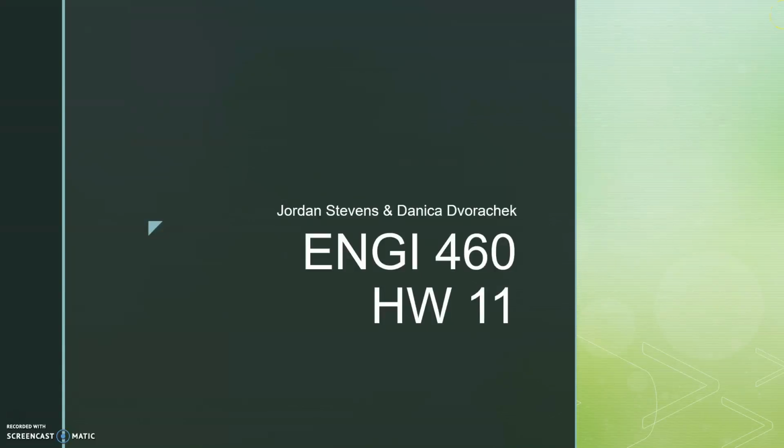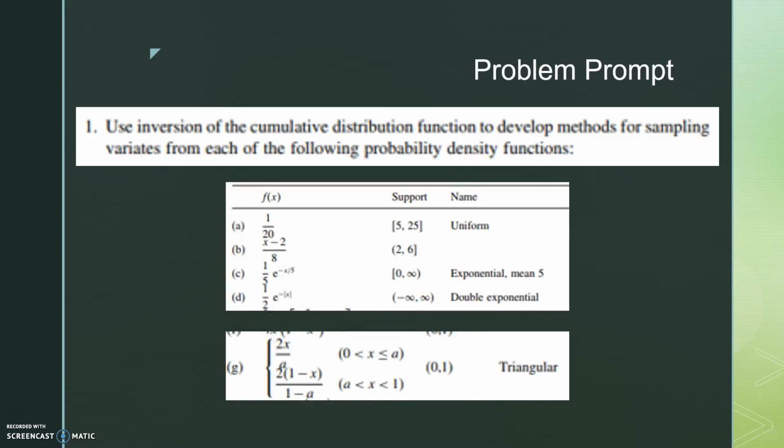And we are here to talk about our homework 11 for our 460 Monte Carlo course. The problem prompt for today's homework is that we need to use inversion of the cumulative distribution function to develop methods for sampling variates from each of the following probability density functions. He wanted us to do parts A through D and then part G. So we are going to go into those.